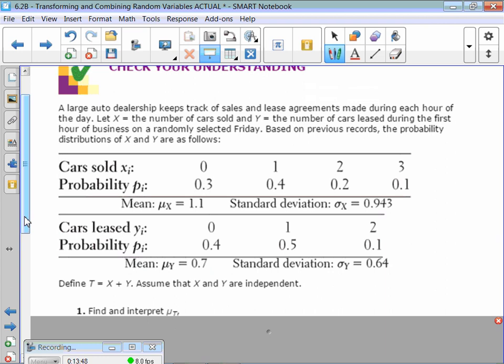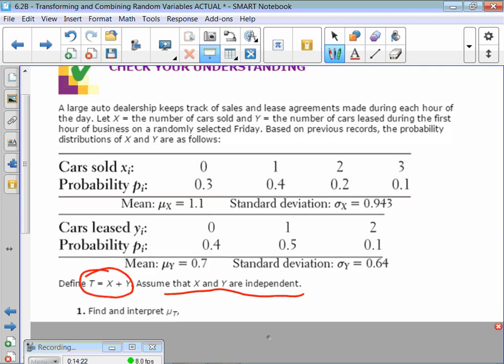A large auto dealership keeps track of sales and lease agreements, so we kind of did this one before. Made during each hour of the day, let X be the number of cars sold, but now we're also adding in Y, which is the number of cars leased during the first hour of business on a randomly selected Friday. Based on previous records, the probability distributions of X and Y are as follows. Define T as X plus Y, number of cars sold plus number of cars leased. Assume that X and Y are independent. Find and interpret mu of T.